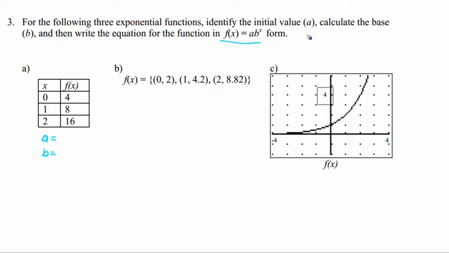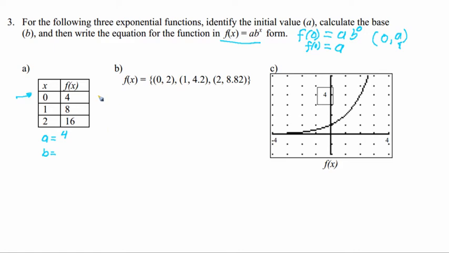Okay, so first off, let's quickly review what f of 0 is going to be equal to. f of 0 is going to be a times b raised to the 0th power. Well, anything raised to the 0th power is 1, so that just gives us back an a. In other words, f of 0 is equal to a. In other words, in the ordered pair (0, a), you can just read a right out of that ordered pair. So using that right here, what we notice then is a has got to be equal to 4.